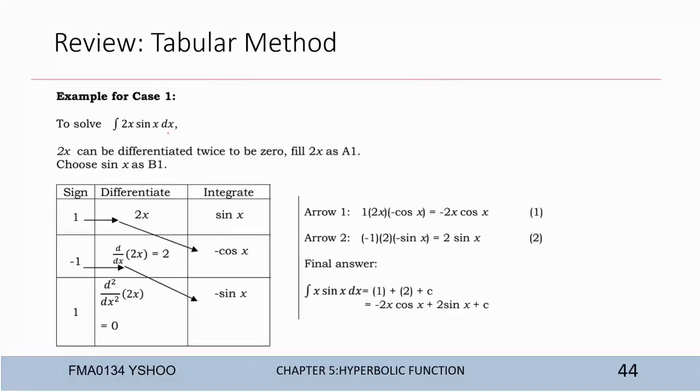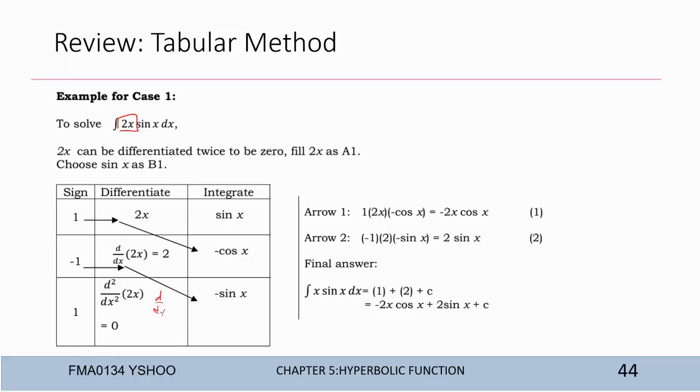Let us go back to your chapter 1, chapter 1 in your Maths 2. When you have 2x sine x, I choose the 2x, which is a polynomial. So I put the 2x here. Then the balance is sine x, so I put it in the integrate column. The sign is always positive, negative, positive. So this is 2x. Under the differentiate column, you differentiate. Differentiating 2x gives 2. Differentiate 2.